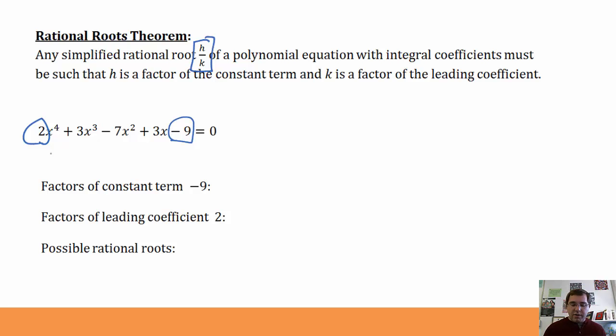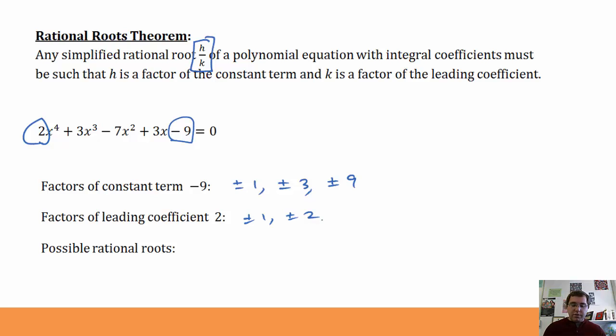So let's list out the factors of the constant term, negative 9. Well, 1 is always a factor, but so is negative 1. So I've got plus or minus 1. What are the other factors of 9? 3 and 9. So plus or minus 3 and plus or minus 9. I always have the option of going negative. What about the factors of the leading coefficient 2? Well, that's even easier. Plus or minus 1 and plus or minus 2.